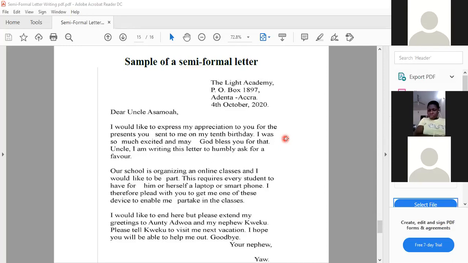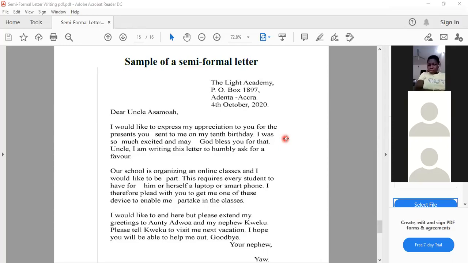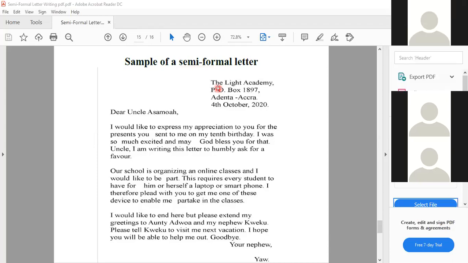Okay. All right. So this example, the Light Academy. Who can tell me, did I use the block or I use indented? Victoria, answer me. Victoria, unmute your microphone. Did I use the block or I use the indented? You use the block. Why? Because it is straight.